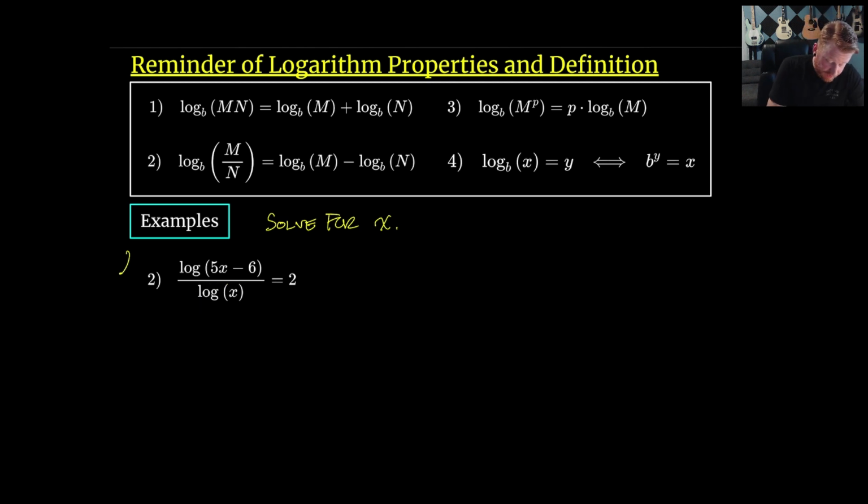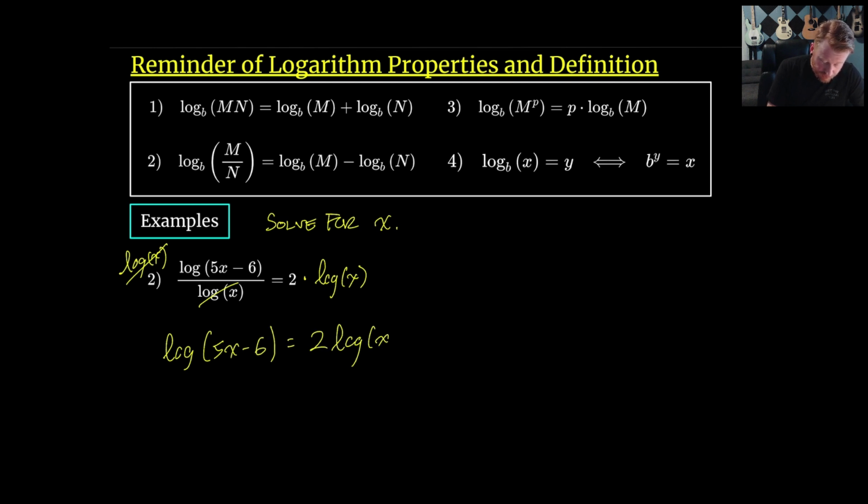So if I multiply the left-hand side by log of x, and I multiply the right-hand side by log of x, and again, this is log base 10, here we get those logs to cancel, and we've got log of 5x minus 6 equals 2 log of x. So at this point, we might be tempted to use that one-to-one property of logarithms, but the issue right now is that this 2 is still a coefficient in front of this first log.